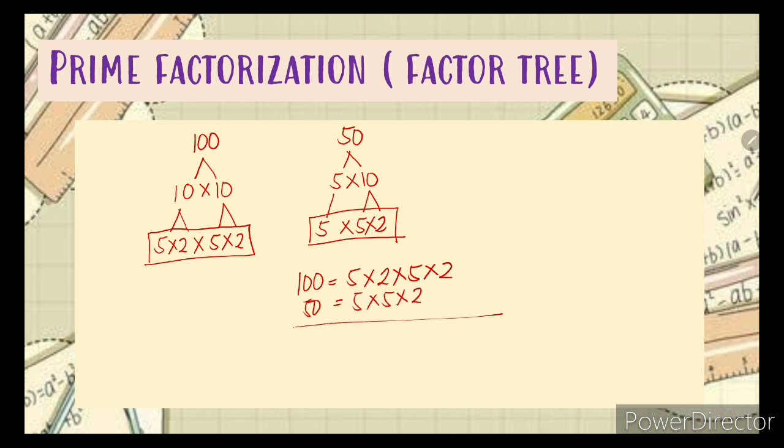Ngayon, kunin natin yung mga magkaparehas. Common kay 100, common kay 50. So, meron tayong 5 times, sino pa ba? Ito. 2 times, another one is 5. Then, let us multiply. 5 times 2 is equal to 10 times 5, so 50. So, this is our GCF or the greatest common factor. Okay, another example.